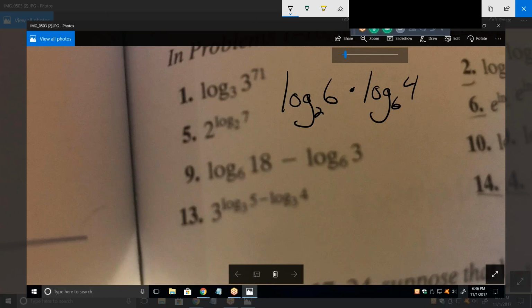It's on page 321, also in that textbook. Okay, I'm thinking about this for a second, see if I can figure out how to do it. Are you familiar with the change of base? No.